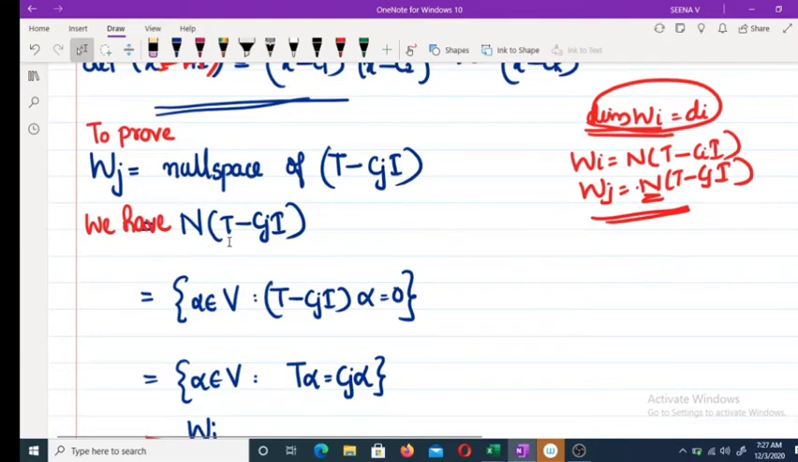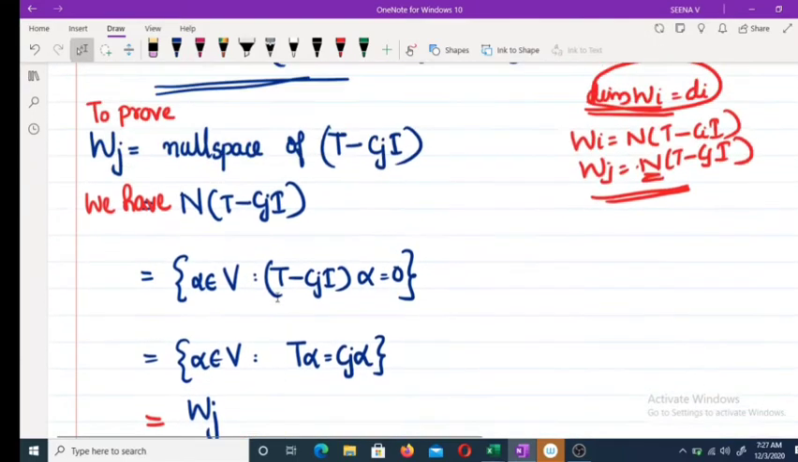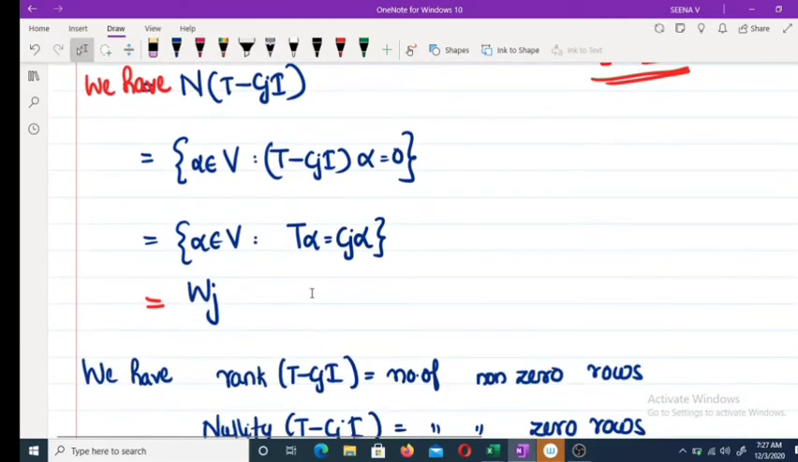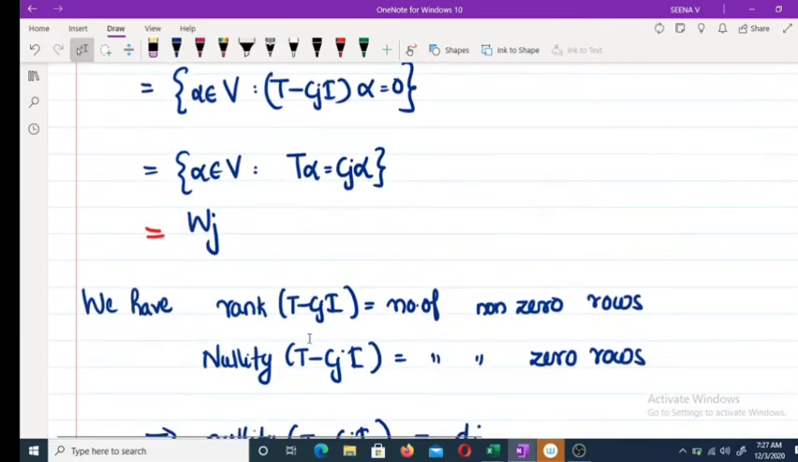Okay. We have the null space of T minus Ci I is equal to Wi. Okay. So, what is the rank of T minus Ci I?